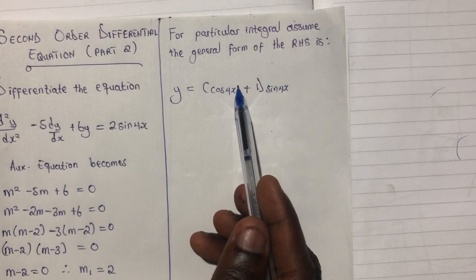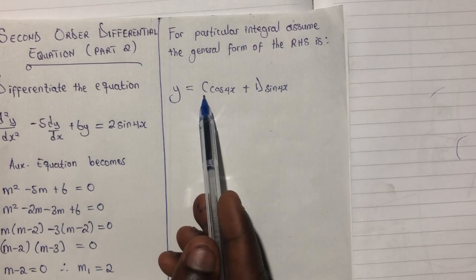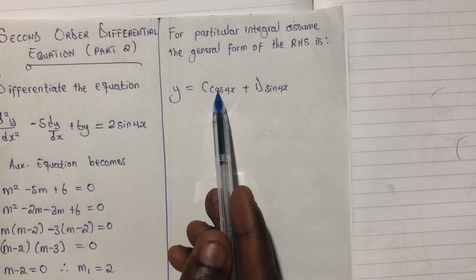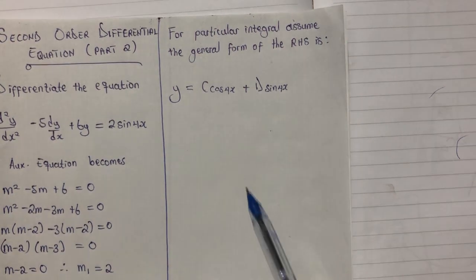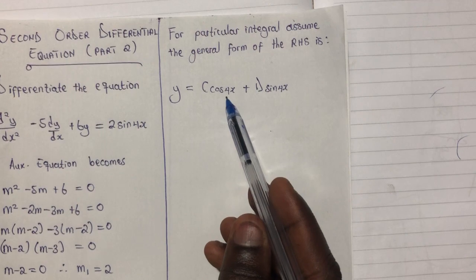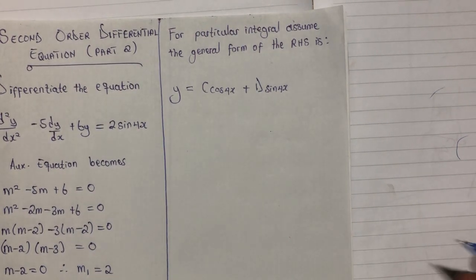Anything to power 0 is 1. So we are getting 4. So you bring the 4 outside. Then you differentiate cos, you get minus sine, the same 4. So the minus will affect the 4. So now when I differentiate 4 cos 4x, I'm getting minus 4 sine 4x.